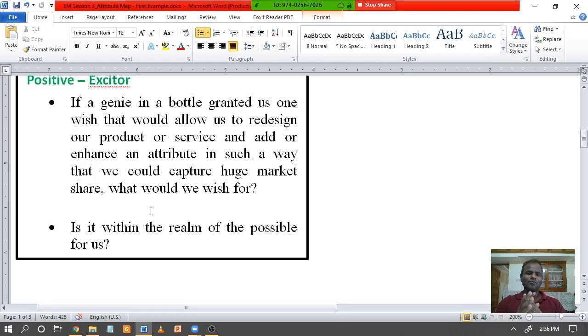Flavor. Flavor, okay. Then remove all the competitors. Remove all the competitors. Okay, so how do you remove all the competitors? You stop their manufacturing process. Less chemicals and more natural ingredients. Okay, less chemical and more natural ingredients.